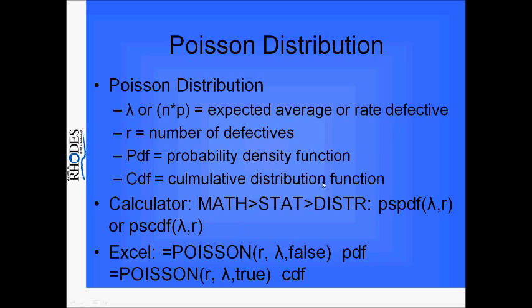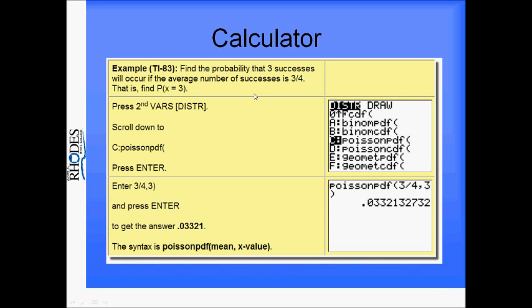You can use it on the calculator as lambda, R, in PDF, CDF. But in Excel, you can also do it there. It's R, lambda, and then you use false for PDF, true for CDF. Again, be careful because they flip it around from the calculator. They just do that to confuse everyone, but you've just got to know what you're looking for.